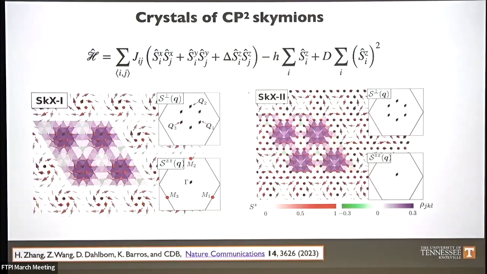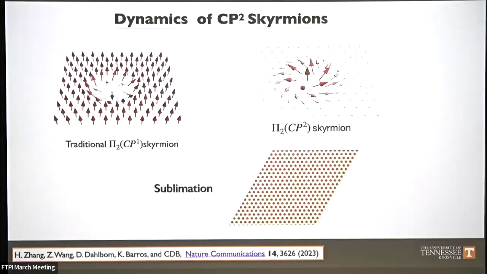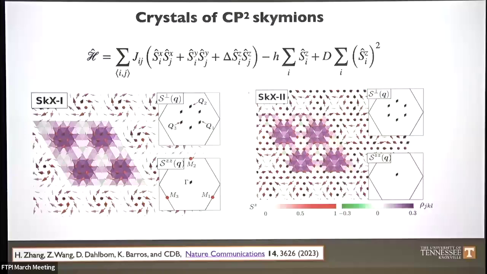So the pictures are the result of what? Sorry? The pictures are what kind of computation? These are basically variational, so basically minimization of the classical energy, right? Using steepest gradient.